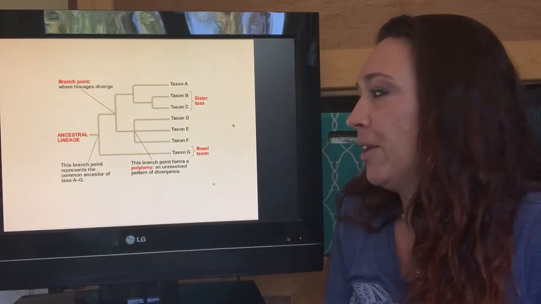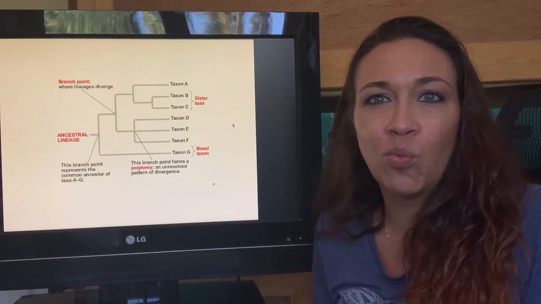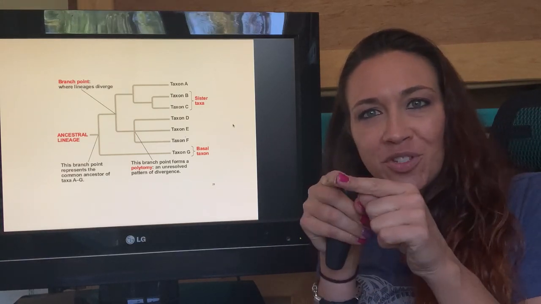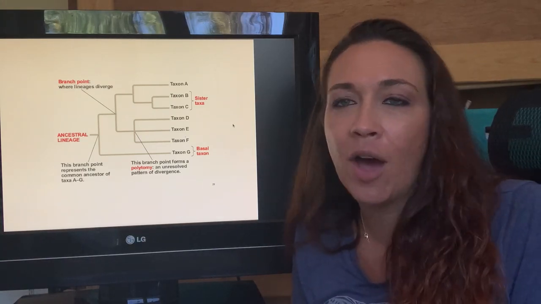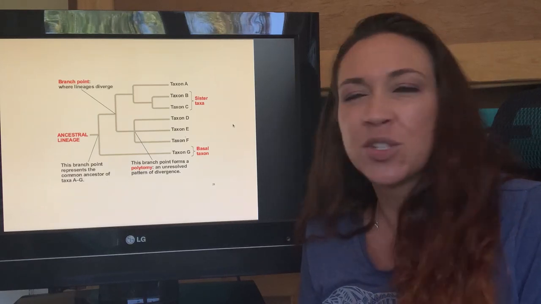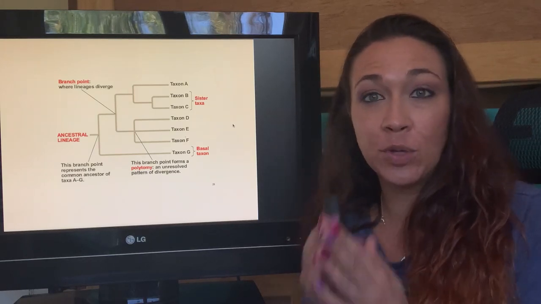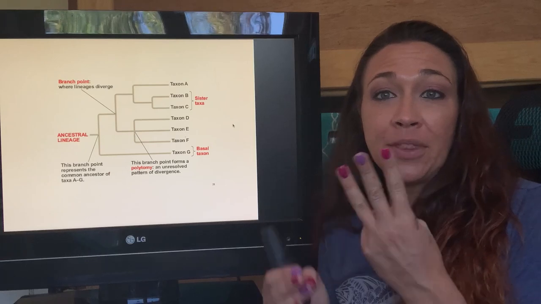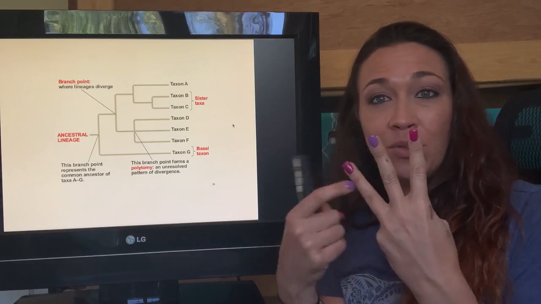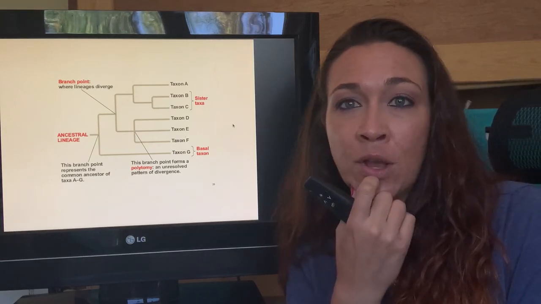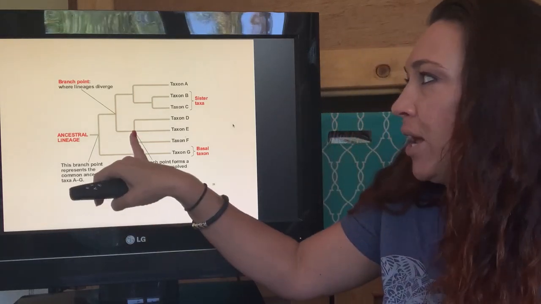That's known as polytomy. It's basically they're all branching from a certain point, but we don't exactly know how or when that happened. So we haven't really resolved that issue yet. We just know that they did become different, but they all branched at the same time, and we don't know who came first or which came where. So we just leave it that they all branched at some point.